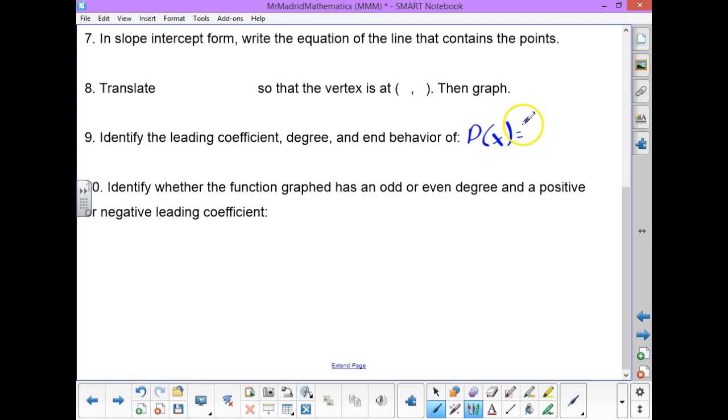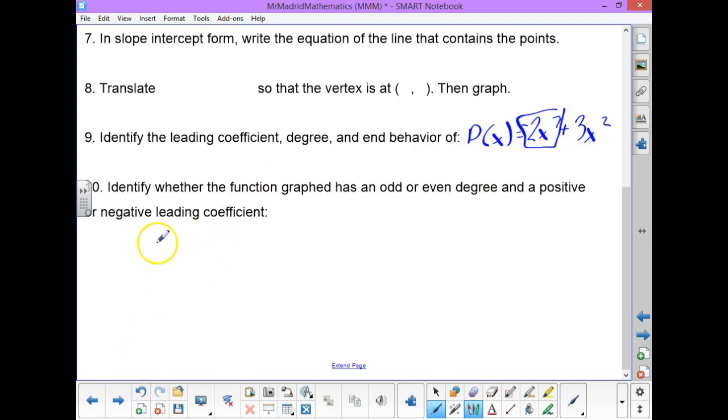You'll have something like -2x to the 7th plus 3x squared. Remember, you're supposed to find the highest exponent, the largest. That gives you the term that you'll be looking at. You'll focus on the leading coefficient, the degree, and the end behavior. You'll have to refer to your notes in that table.